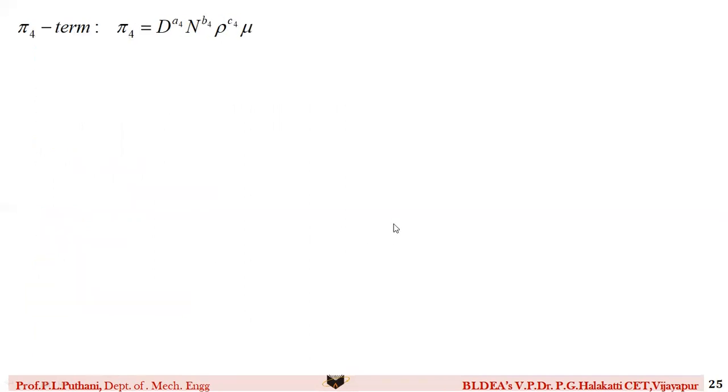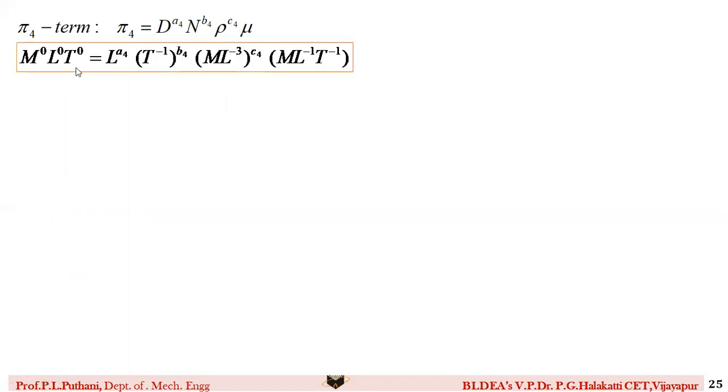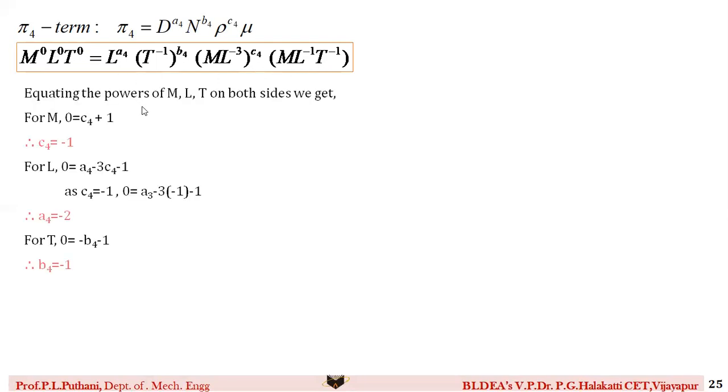Similarly, for the fourth pi 4 term, now the remaining variable is the viscosity which I have taken. It is the dynamic viscosity. So I will apply the dimensional homogeneity on both sides again. Yes, the dimensions of dynamic viscosity I have written here, M L to the power of minus 1 T to the power of minus 1. We will simplify with respect to the dimensions M0, L0, T0. What do we get? We get the values of C4, A4, B4.